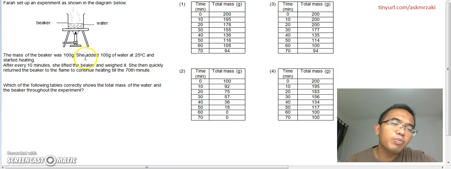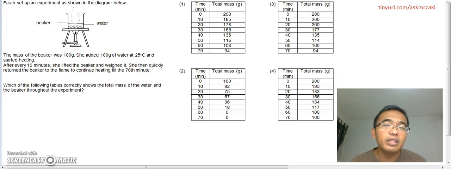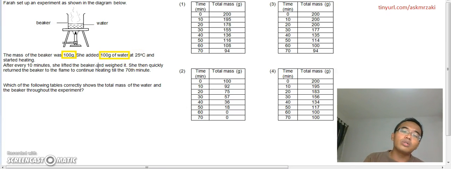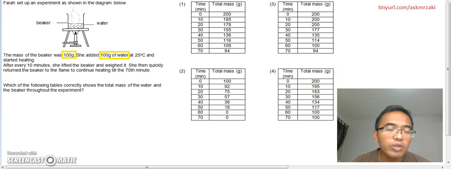So 100 grams plus 100 grams. 100 grams of the beaker, which is a solid, and 100 grams of the water, which is the liquid. Alright. So the total is 200 grams. Alright, 200 grams. Now if it is 200 grams, so you can tell that at the start of the experiment, the total mass is 200 grams.